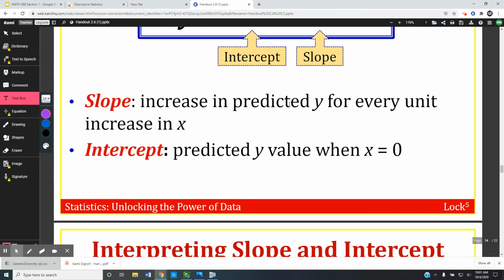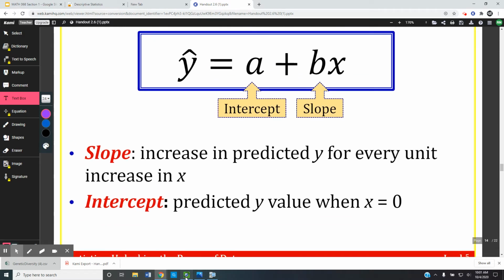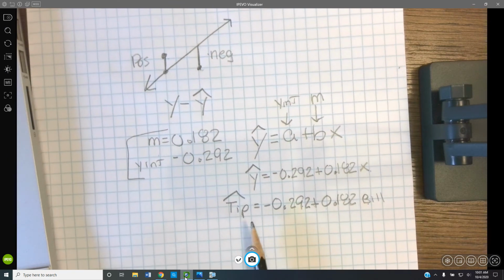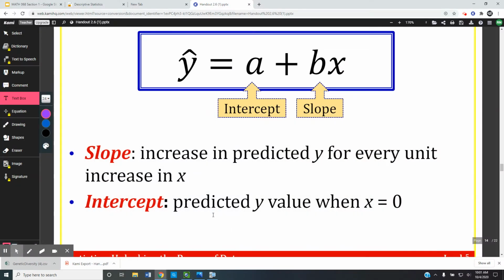Remember, the slope is in terms of every unit of x. Using my words here, the tip will increase by 0.182 for every $1 of bill. And if I talk about the y-intercept, the y-intercept will be negative 0.292 when there is no bill at all. Now, does that make sense? We'll talk about whether that makes sense soon because of that negative notation right there. The intercept is the predicted y value when x is equal to 0.